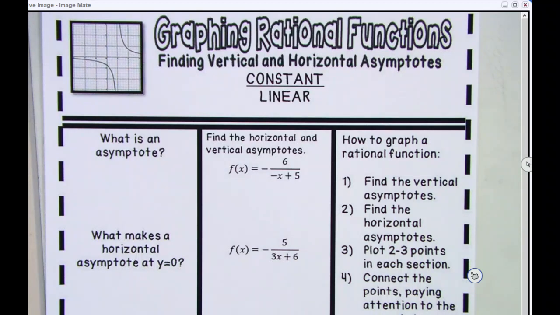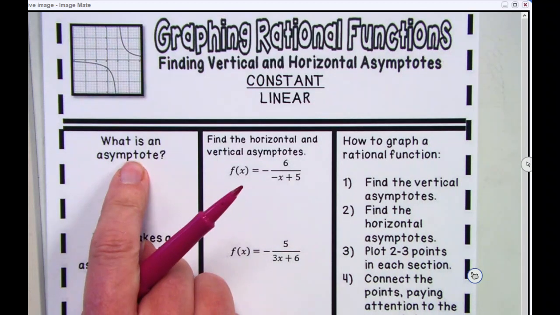This week we covered adding and subtracting, multiplying and dividing, and solving rational expressions. And now we're going to start a little path of graphing them. There's some terminology that we need to learn, the first one being asymptote.